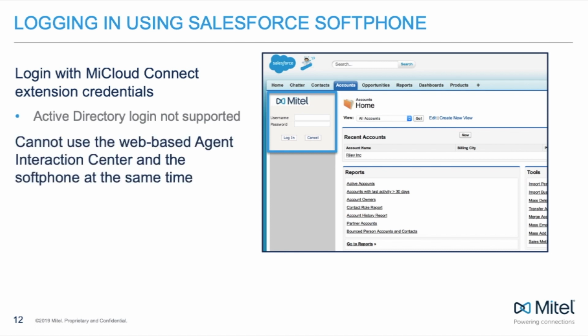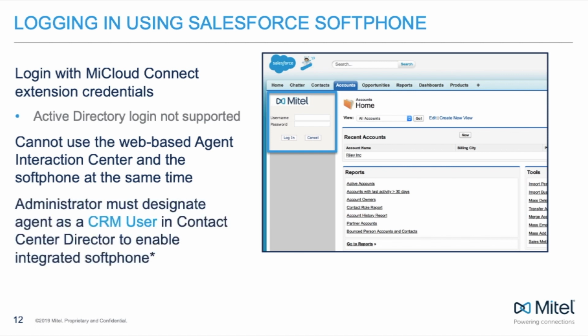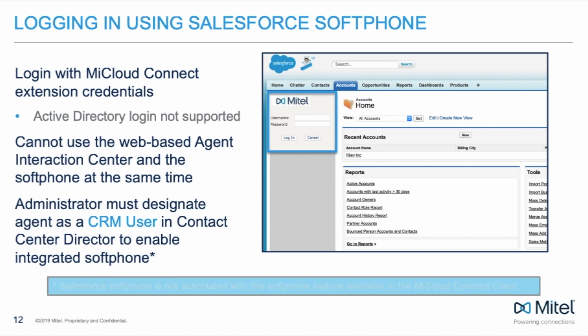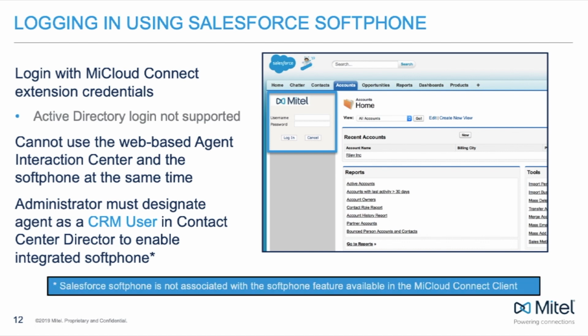Once logged in, you cannot use the web-based Agent Interaction Center and the SOFTPHONE at the same time. If you need to use the features of the Agent Interaction Center, simply log out of your SOFTPHONE. Also, the Contact Center administrator must designate the agent's user profile as a CRM user in the Contact Center administration tool to enable the integrated SOFTPHONE. Please note that the Salesforce SOFTPHONE is not associated with the SOFTPHONE features available in the MyCloud Connect client.